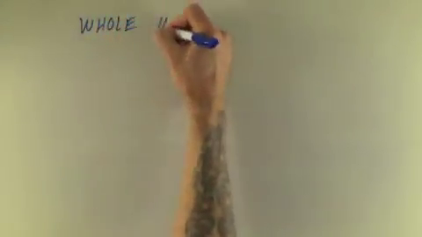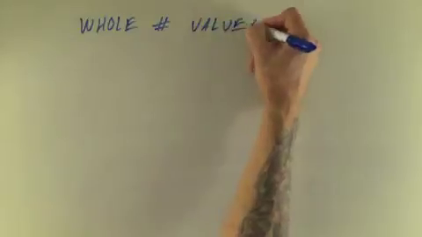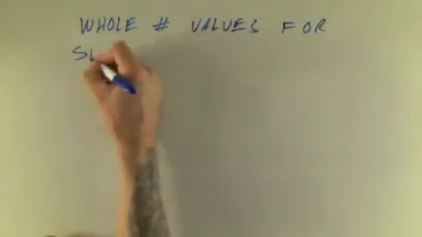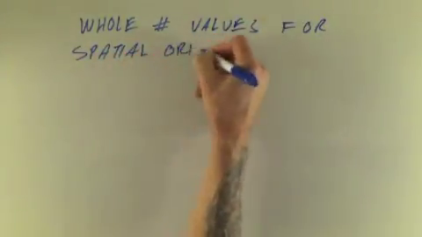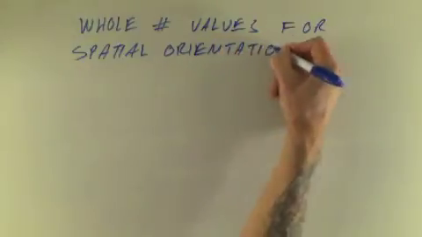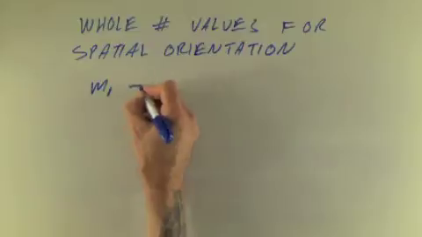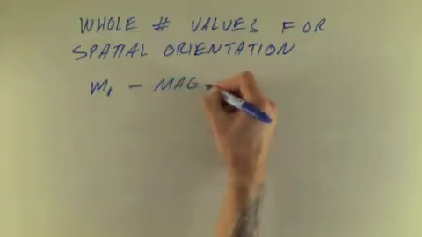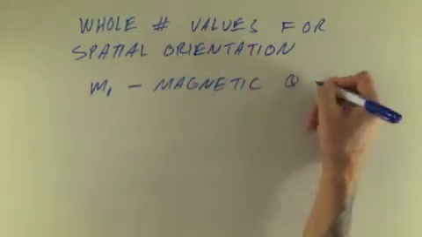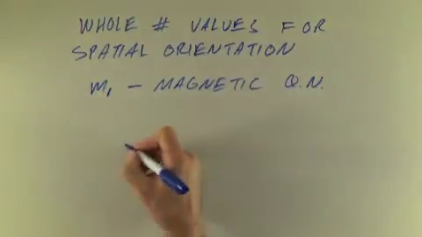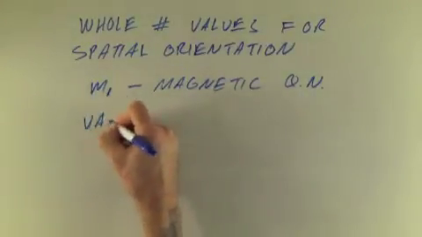Again, I keep writing this down because this is a property of waves. Whole number values for the spatial orientation. We have a fixed number of ways that the wave function can be oriented in space. And this only makes sense in a magnetic field, which gives you an environment where there's a difference between one end and the other. Otherwise, there is no difference.